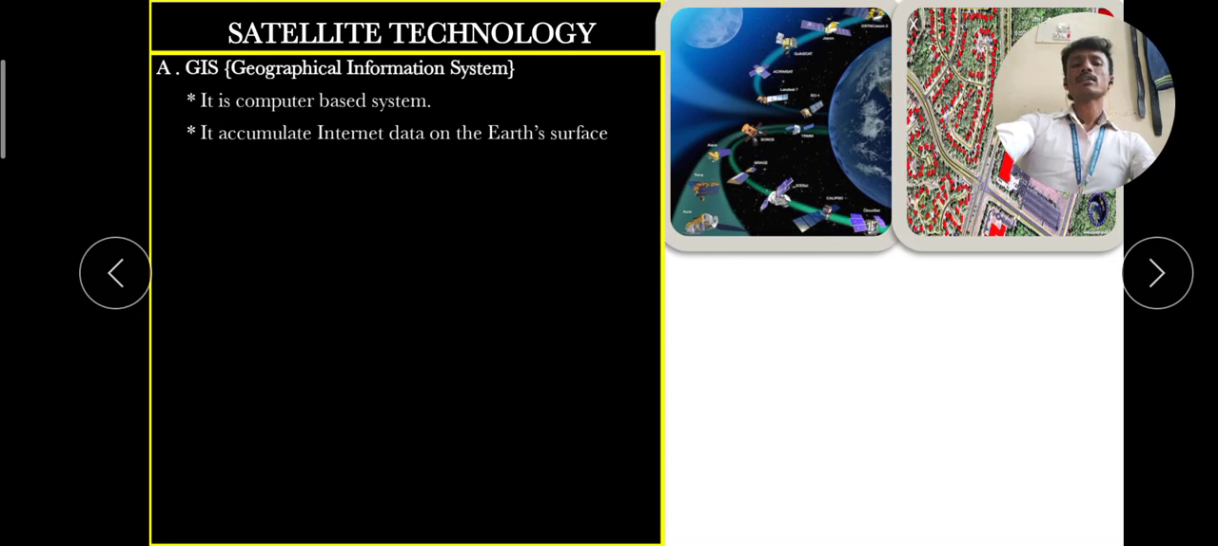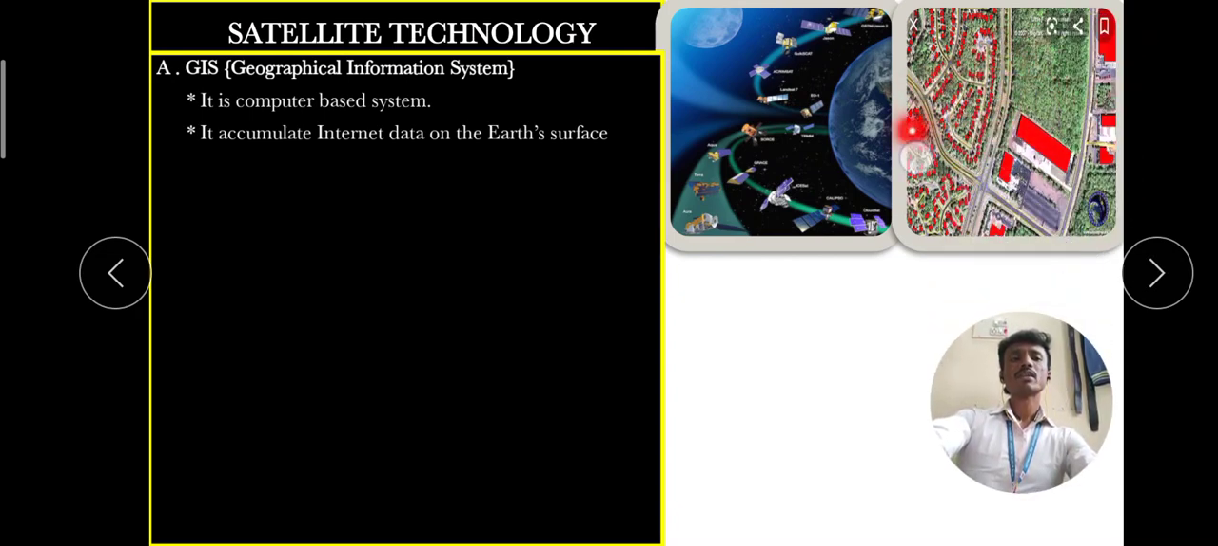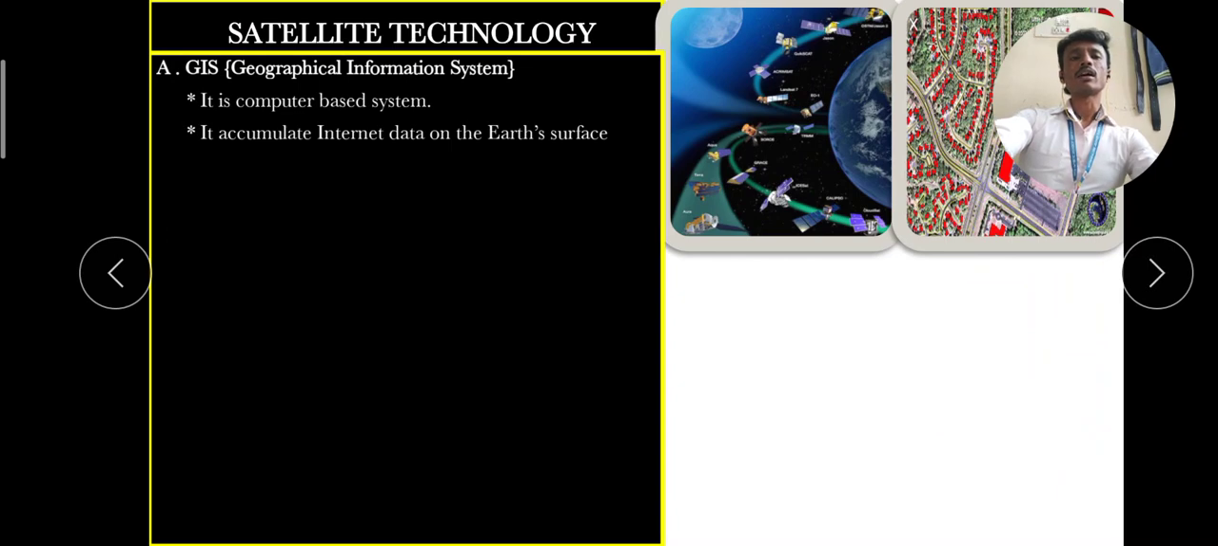And earth surface is the outermost level of the land, where oceans are there, where rivers are there, where hill stations are there, where forests are there. We can look at this picture, and we can see where there is greenery, trees, and where there is a red color, there are villages, houses. So we can accumulate the internet data on the earth surface through the GIS.